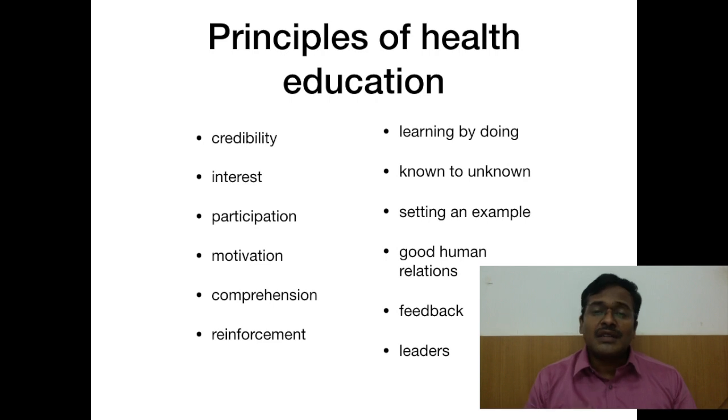Another most important principle of health education is from known to unknown. Any information you are giving, first of all, the information should flow in such a way that people first should know what they know. People should be taught about what they know. From there, you have to take them to the unknown. Then it becomes a better form of communication, which is a very important principle in health communication. And you have to set an example for each and everything you are telling, which is a very good principle of health education. Like this, good human relations form a very important principle in health education.